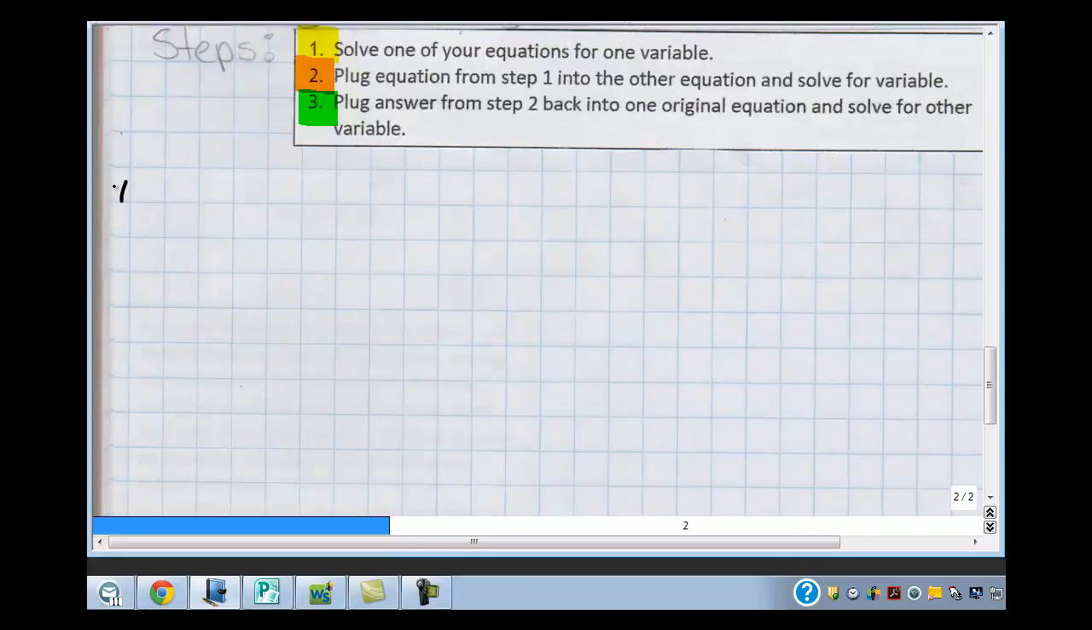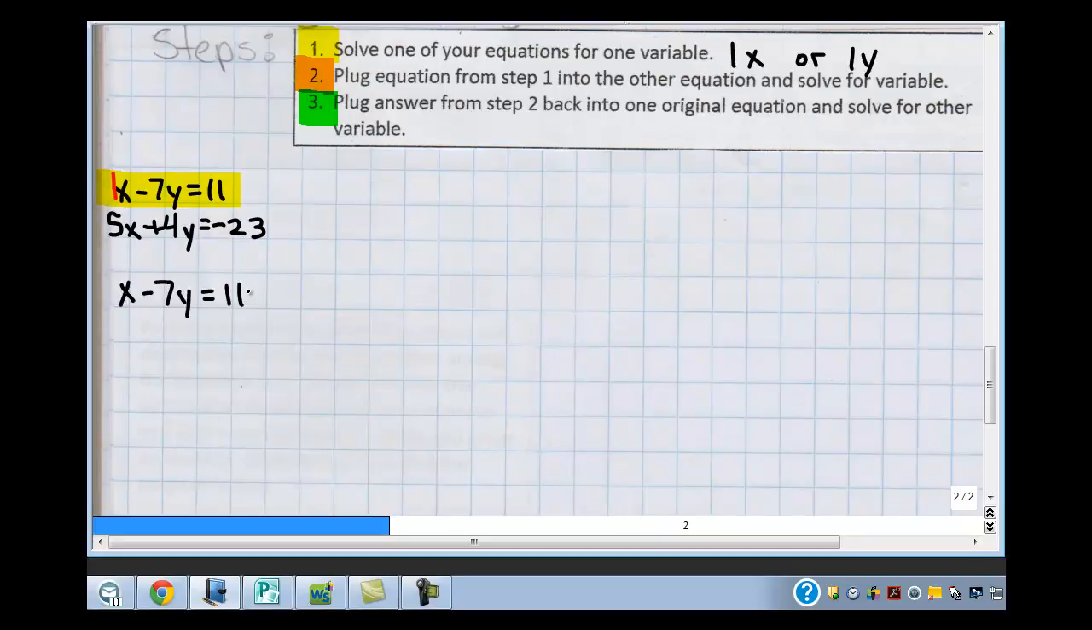Let's look at the equation x minus 7y equals 11, and another equation, 5x plus 4y equals negative 23. Let's pick an equation to solve for one variable. Remember, look for 1x or 1y if possible. And in this problem right here, I have an understood 1x. So I am going to solve the top equation for x. So let's rewrite the top equation and solve for x. Be careful not to add the 7y and 11 together. These are not like terms.